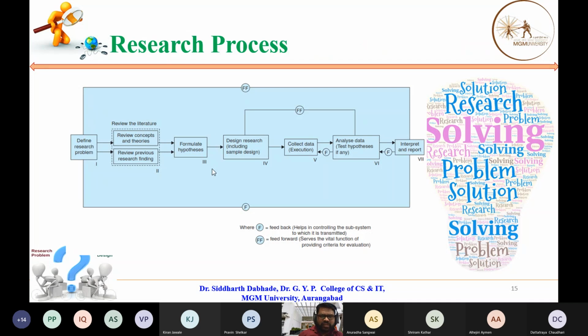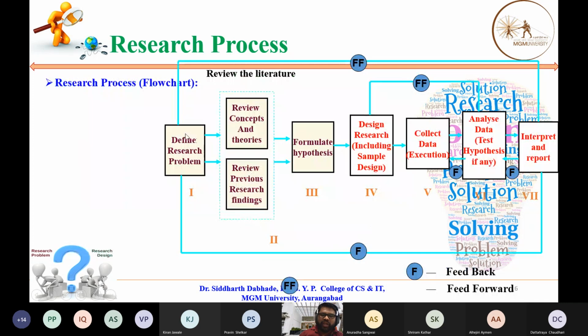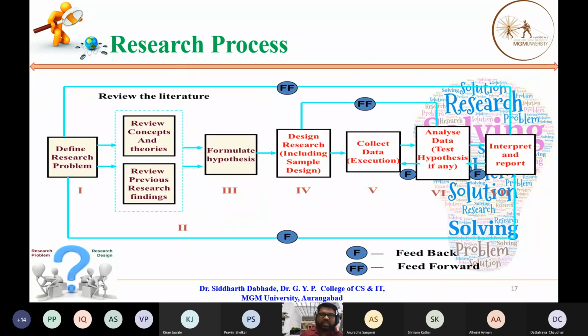Now just try to remember this figure, the research process. You know that under your research process, you need to follow certain steps, and the very first step is the definition of a research problem. So we need to define your research problem. That is the very first step. You cannot bypass this step. So the question arises: how to define your research problem? What is your research problem?